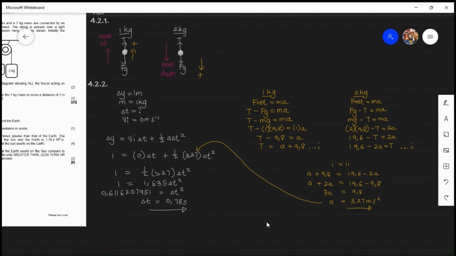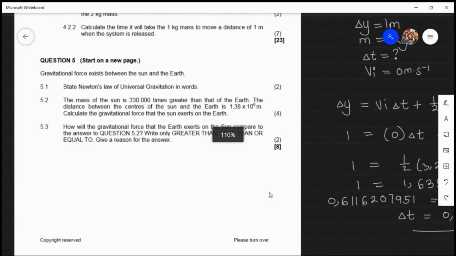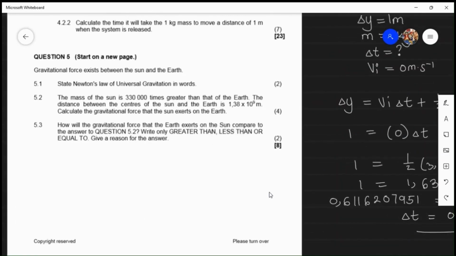Now, let us proceed to question 5, whereby we will make use of Newton's law of universal gravitation to solve our questions.